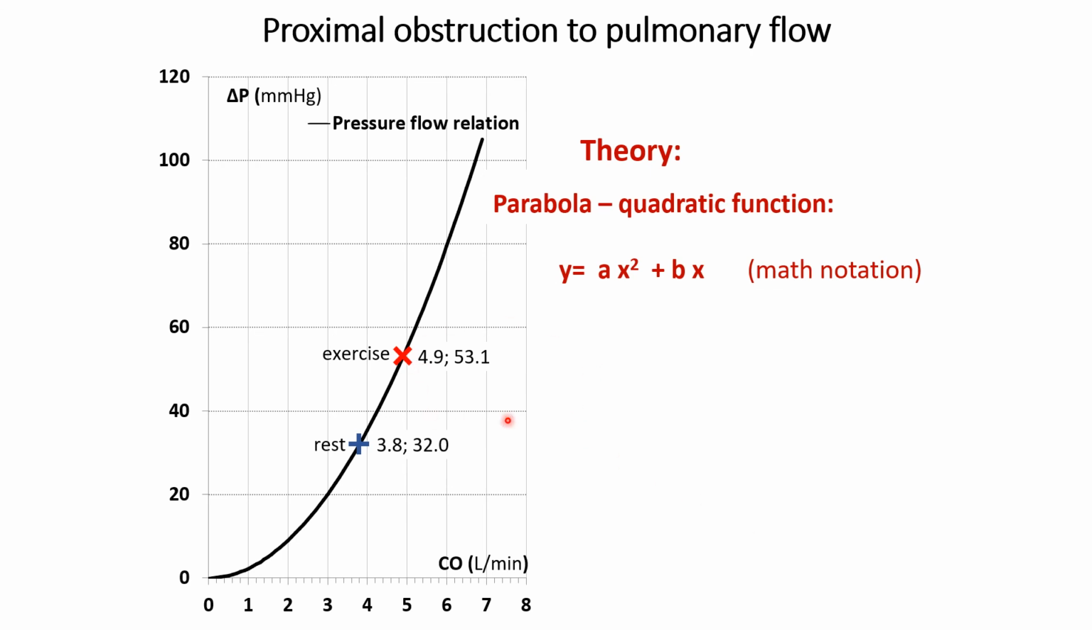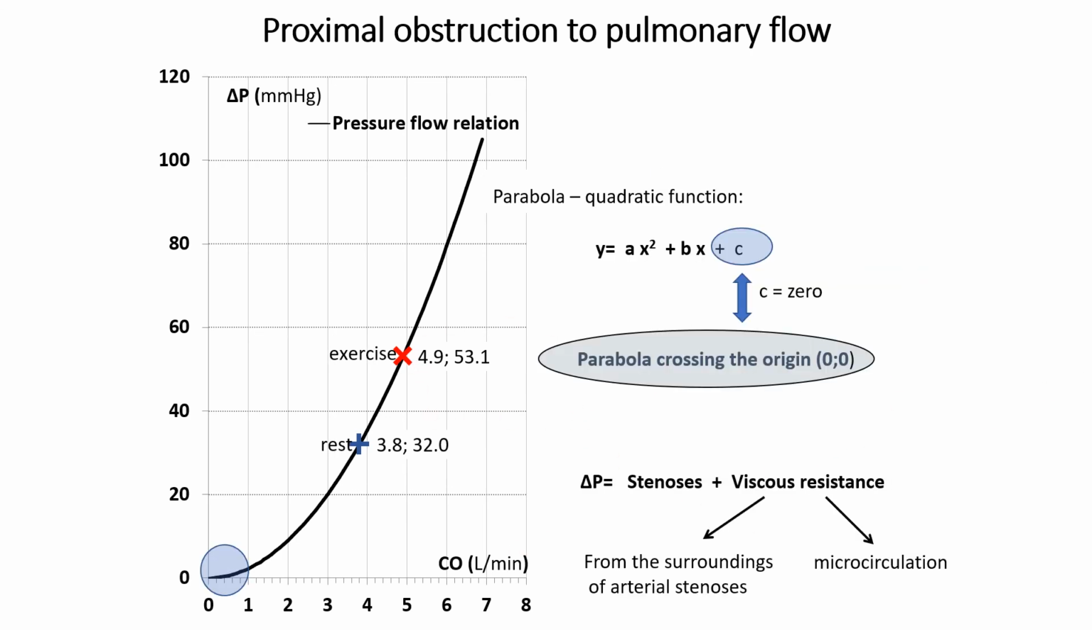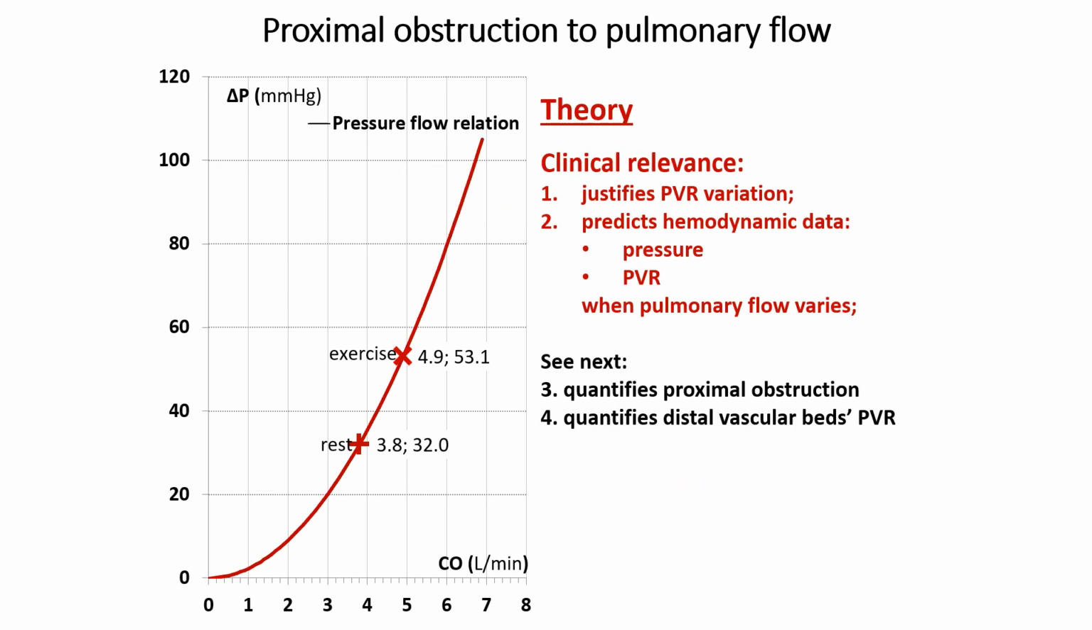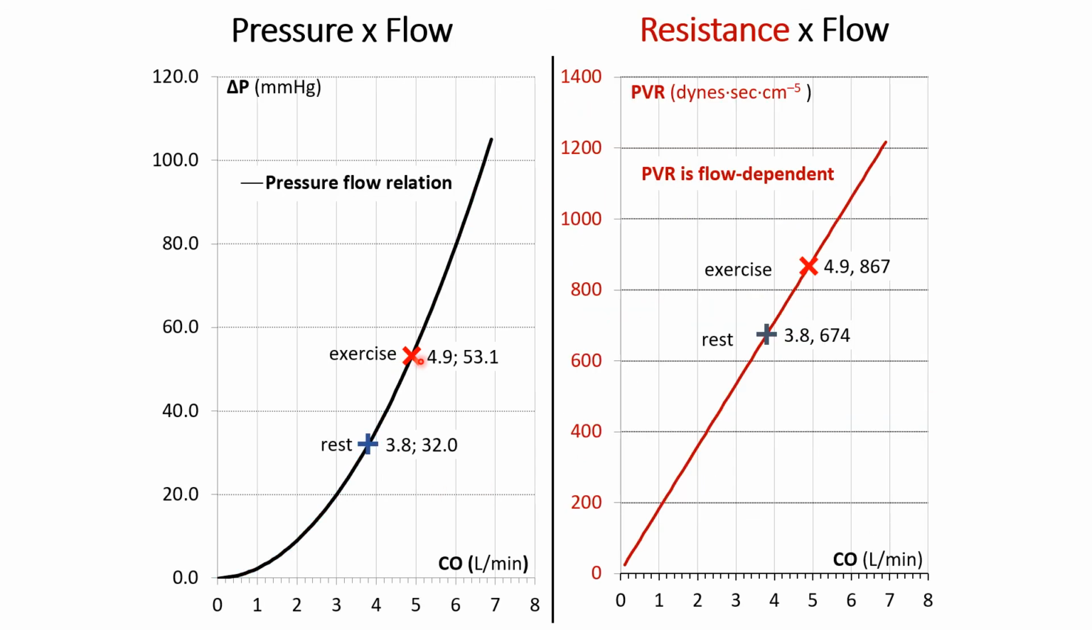And here are the equation and mathematical notation, calling attention that the line is crossing the zero, because there's no flow at the zero line. And then the concept here is that this is the viscous resistance, which is constant, mostly in the microcirculation. And you have then the stenosis, and this is a resistance that is proportional to flow. And then when you transform this data, divide the equation by flow on both sides, you get now resistance. So we are transforming pressure into resistance.